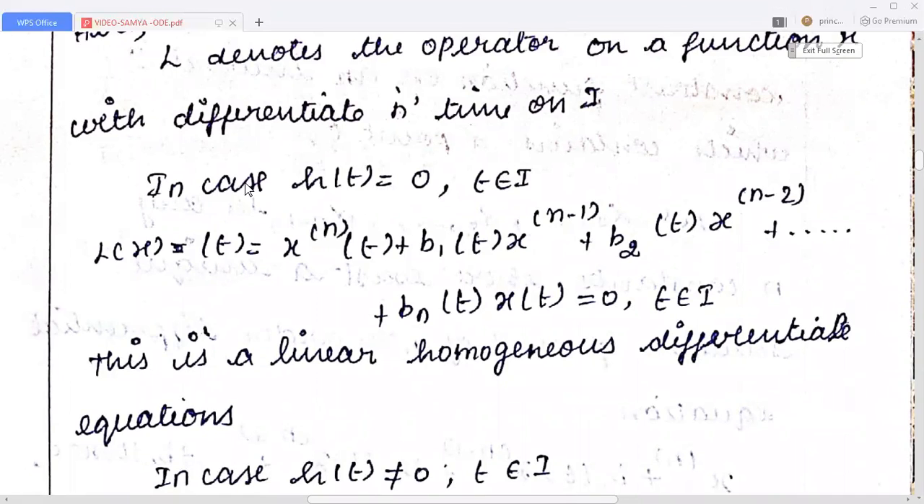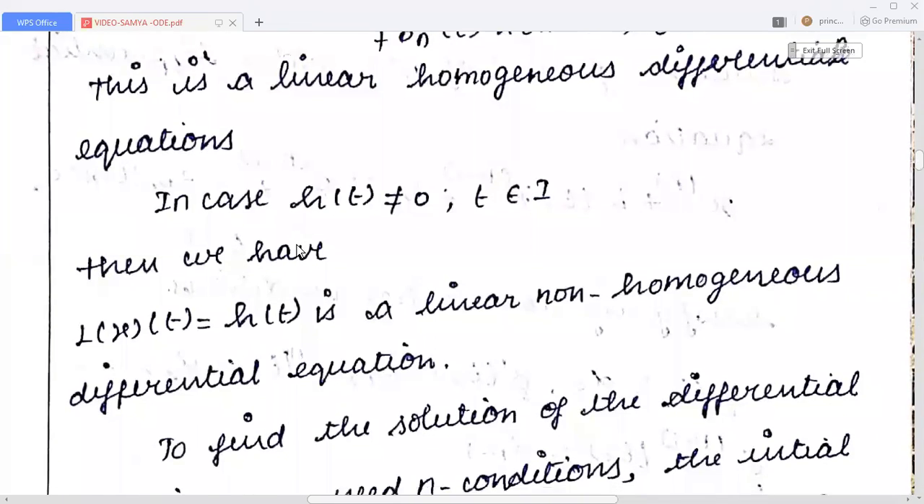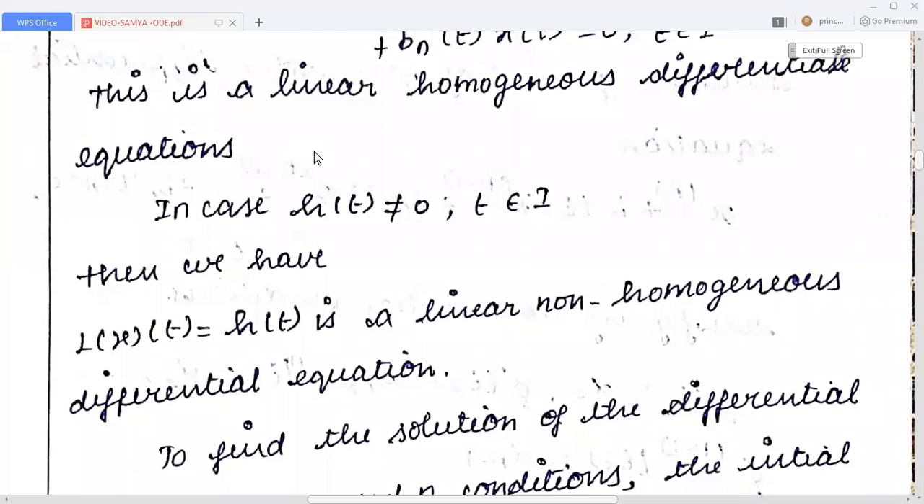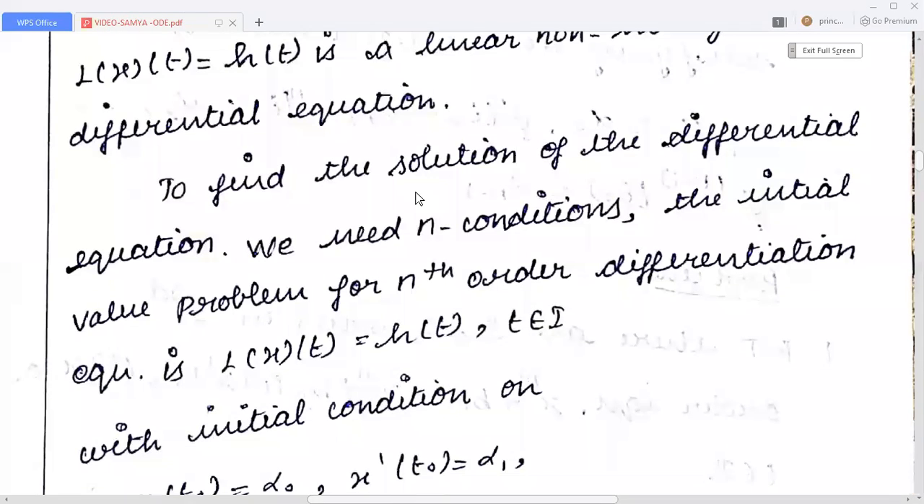So, in case h of t equal to 0 for t belongs to I, then L of x of t equal to x power n of t plus b1 of t into x power n minus 1 plus b2 of t into x power n minus 2 plus etc. plus bn of t into x of t equal to 0 where t belongs to I. So this is a linear homogeneous differential equation. In case h of t is not equal to 0 for t belongs to I, then L of x of t equal to h of t is a linear non-homogeneous differential equation.